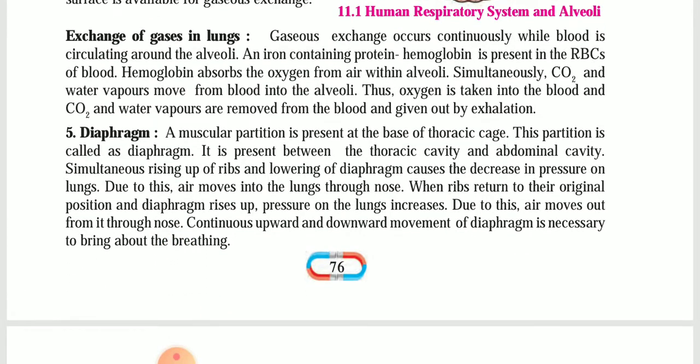Next is the diaphragm. Diaphragm is a partition which allows your lungs to expand, that is, allows your lungs to be in pressure. So when the diaphragm rises up, the pressure on the lungs also increases.